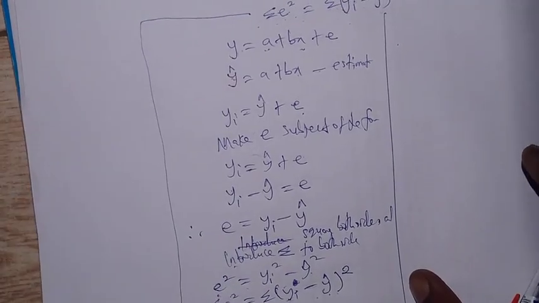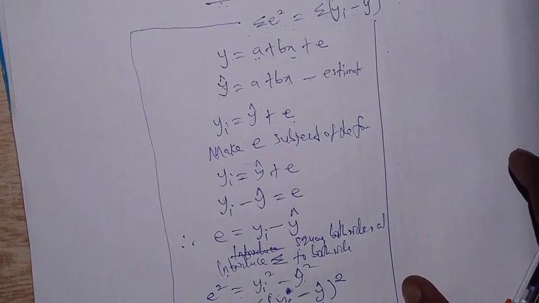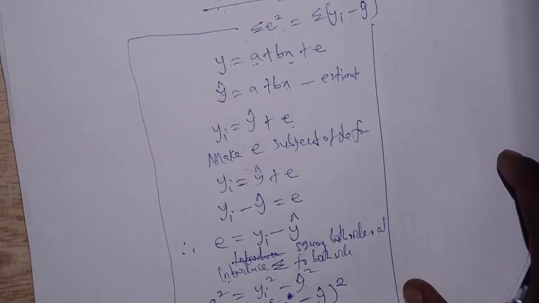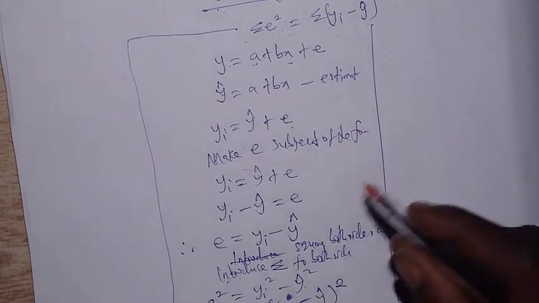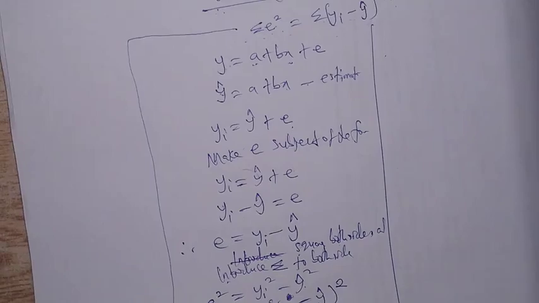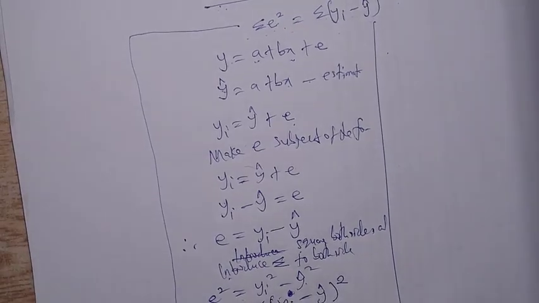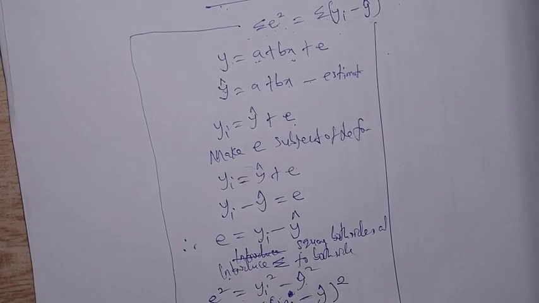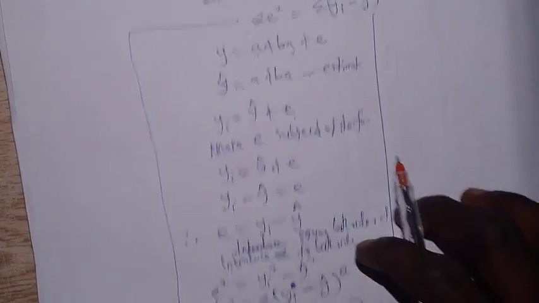So this is all about what? Ordinary least squares. How do you estimate your summation of E squared? The aim is to get the sum of E squared. OLS is to ascertain the summation of E squared.